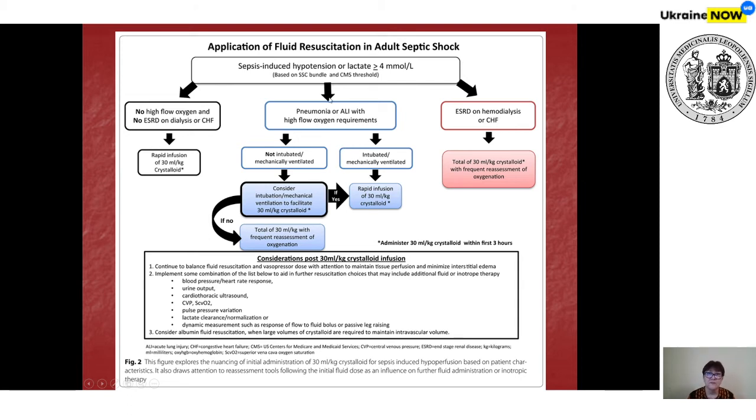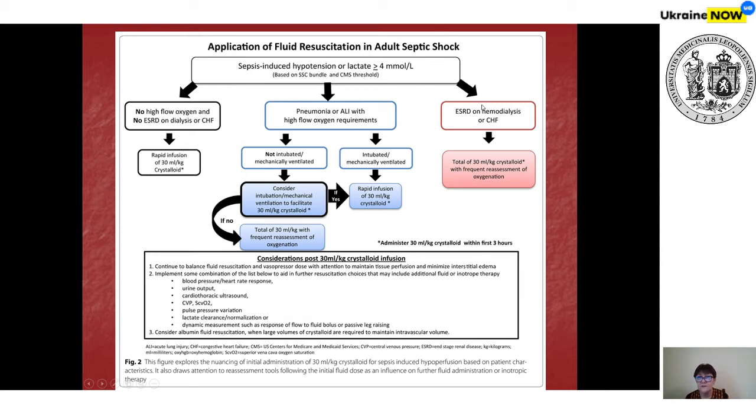This is application of fluid resuscitation in adult septic shock. So, when there is sepsis-induced hypotension needing vasopressor support, and lactate level more than 4 millimole per liter, in patients without end-stage renal disease on dialysis, without congestive heart failure, and not needing high-flow oxygen, you can provide a rapid infusion of 30 milliliters per kg crystalloids.